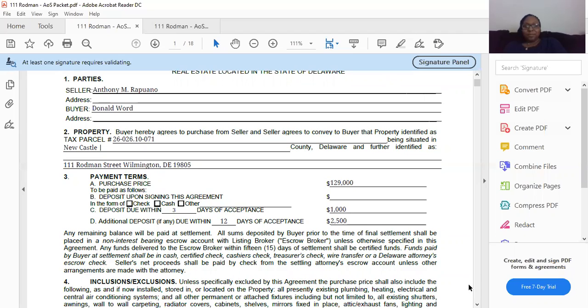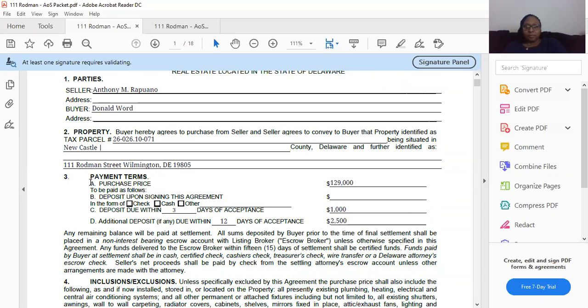Okay. So just make sure that the parcel number is in there, because that's how they pull parcel records, deeds, things like that. Exactly. So that is good.